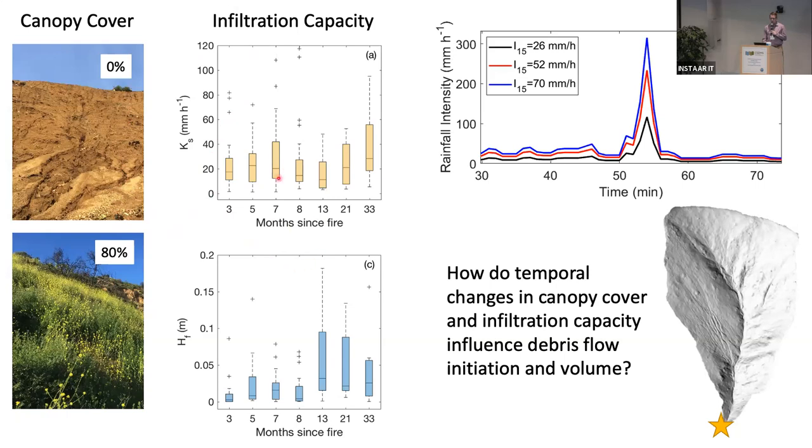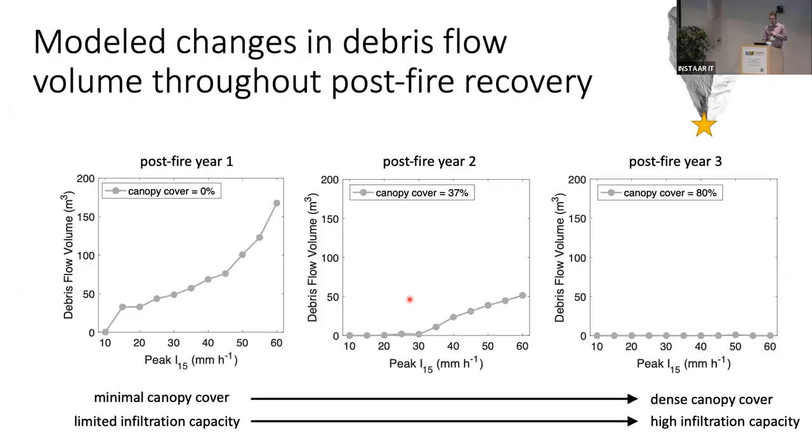I'm showing here some measurements that we made in the field that are related to infiltration capacity, in particular saturated hydraulic conductivity in this top plot and wetting front potential in the bottom plot. As we increase both of these variables, we're essentially increasing the infiltration capacity of the soil. So you see that we are seeing a recovery of soil infiltration capacity over time, probably associated with reductions in post-fire water repellency. So what are the implications of this for debris flow initiation and debris flow volume?